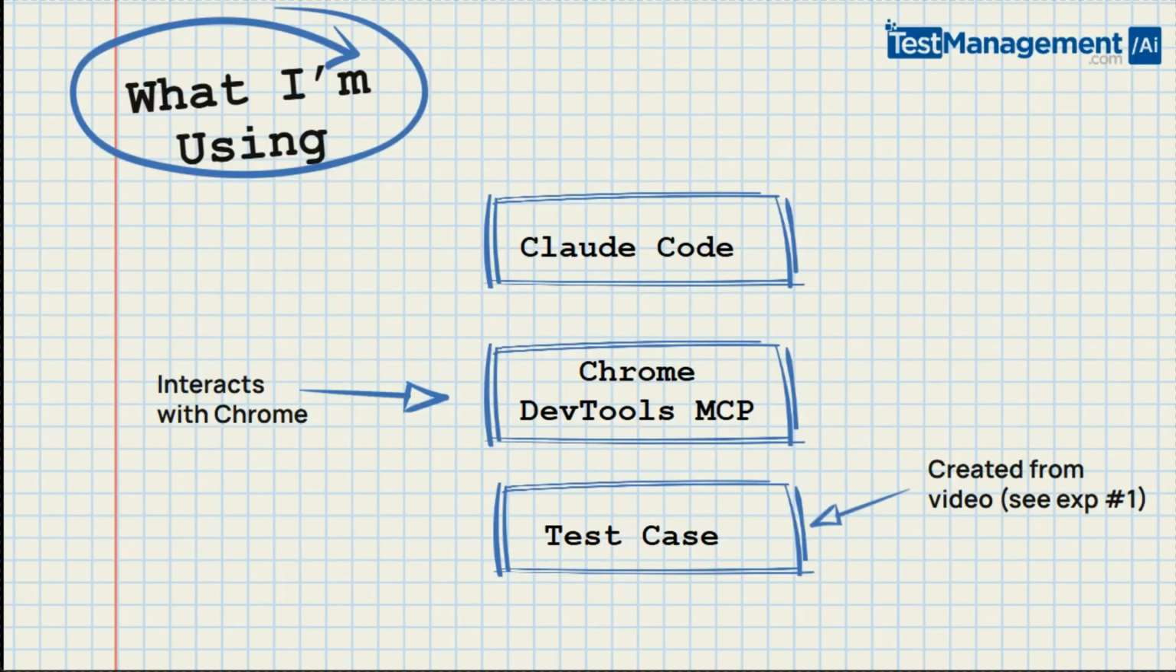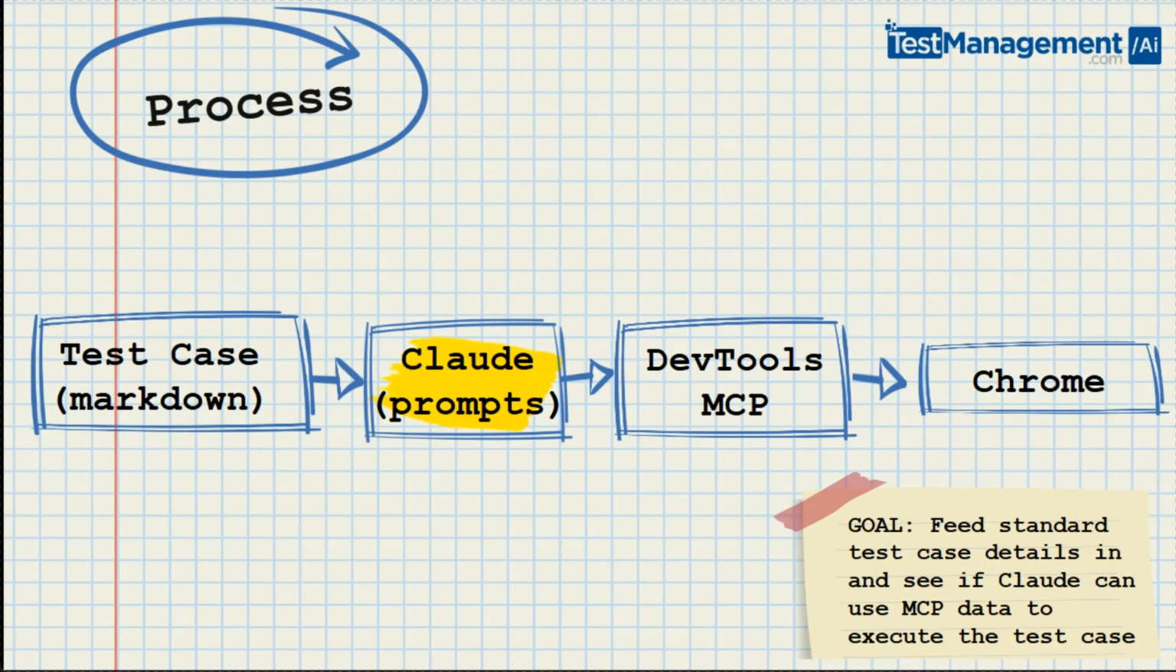What we're going to use in this experiment is Claude Code for our AI coding agent. We're going to make sure we've got the Chrome DevTools MCP configured, installed and running, and then we're going to provide a test case which we actually created in experiment 1 and see if the DevTools MCP can automate that test case. So the process flow looks something like this. Take the test case in Markdown, prompt Claude Code. Claude Code calls the DevTools MCP, that interacts with Chrome and carries out the steps that are defined in the test case.